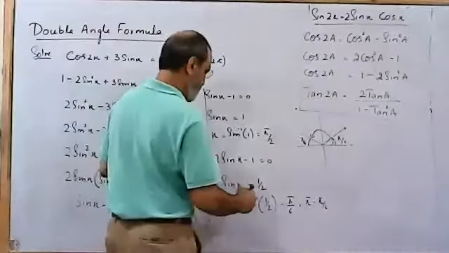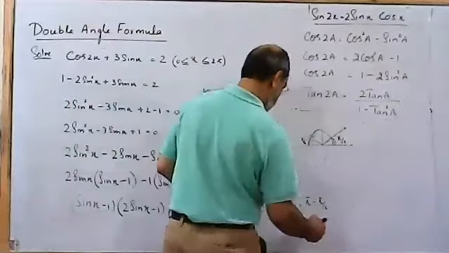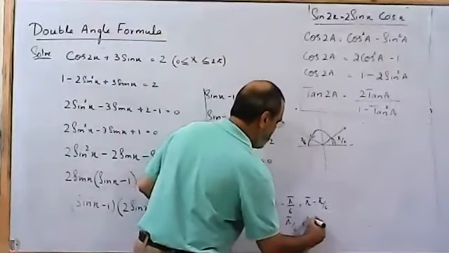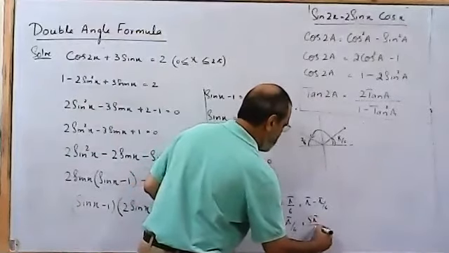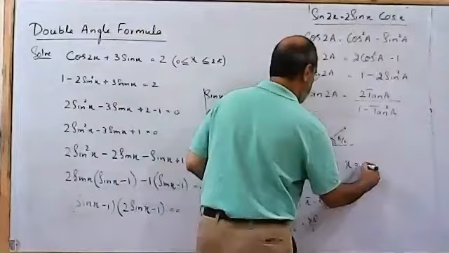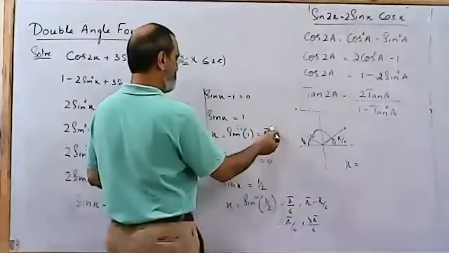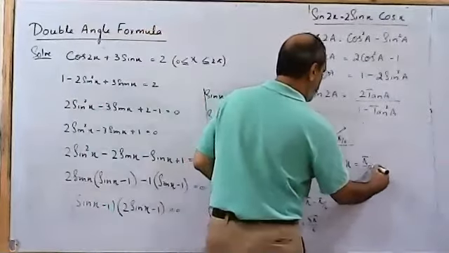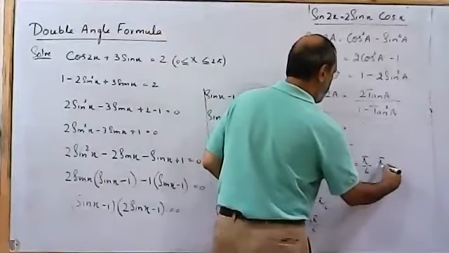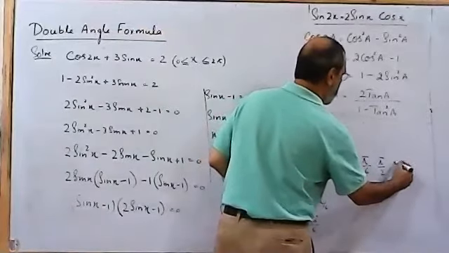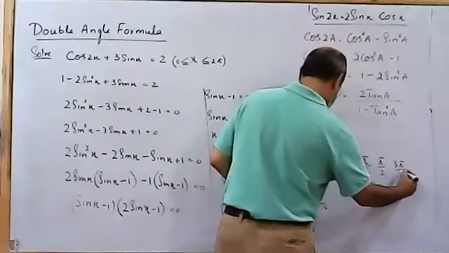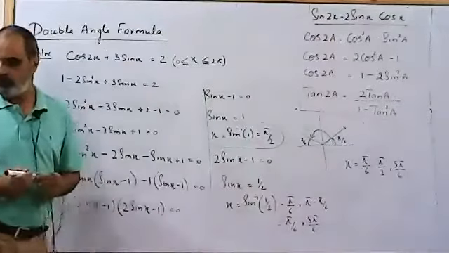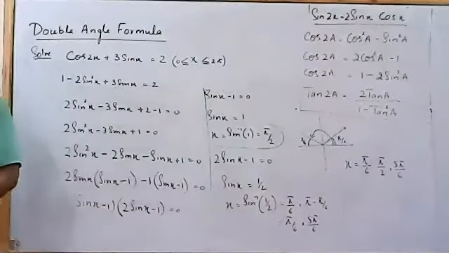So x is equal to pi by 6 and 5 pi by 6. The solution is x is equal to, first solution is pi by 2, pi by 6, pi by 2 and 5 pi by 6. These are the three answers, the solutions for this equation.